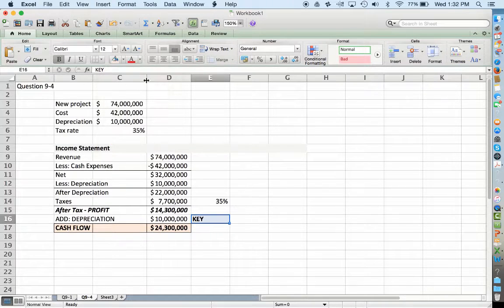Because depreciation is not a cash expense, right? It's an accounting entry. So by adding back depreciation, we get cash flow. Okay? So to me, this is the simplest way to figure this out. Questions about that? Simple? Right? Okay.